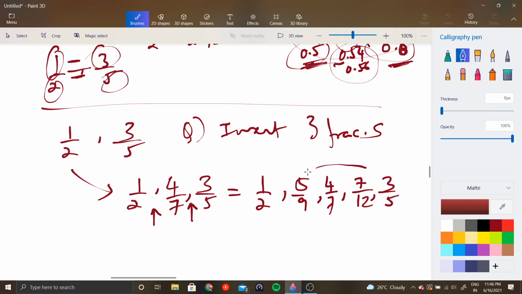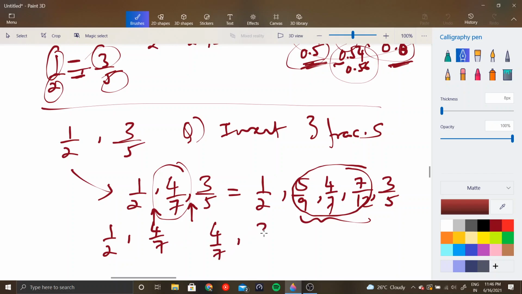So now you have 3 fractions, and you can very well check this as well. They will be in range, correct? What did I do? Firstly, I inserted a third fraction. Now this is basically reduced to two different questions, 1 by 4 and 4 by 7. Then you have 4 by 7 and 3 by 5. You need to insert 1 fraction here, right? So I did this, right?